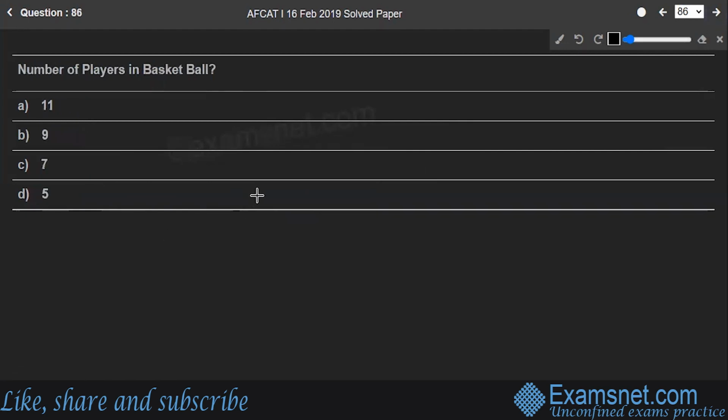Next is question number 86. Number of players in basketball: 11, 9, 7, or 5? Well, you know the number of players in basketball is 5. Basketball is a team sport in which two teams, most commonly of 5 players each, 5 players on each side, oppose one another on a rectangular court.